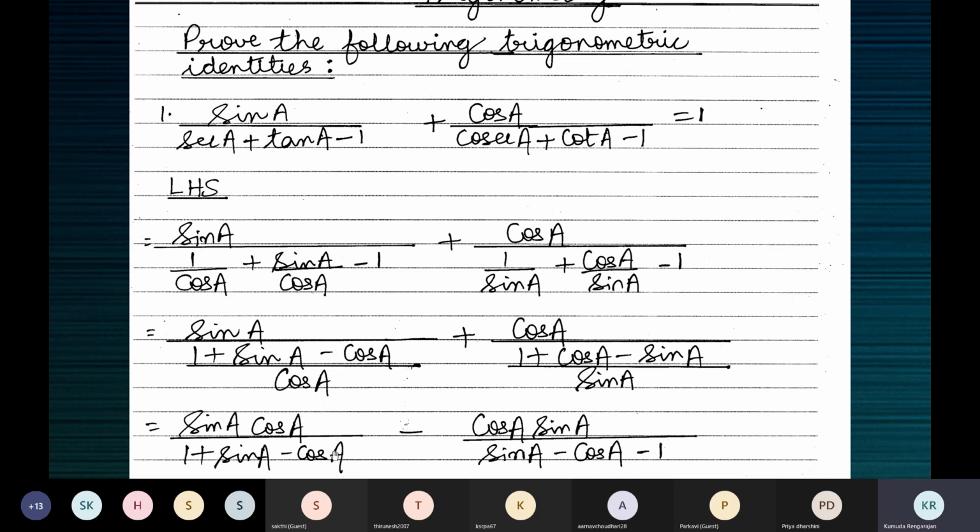We're trying to write the denominator in the form A plus B into A minus B so that it is convenient to further take up the common denominator. So what you do is change the signs of every term in the denominator and change the connecting sign.